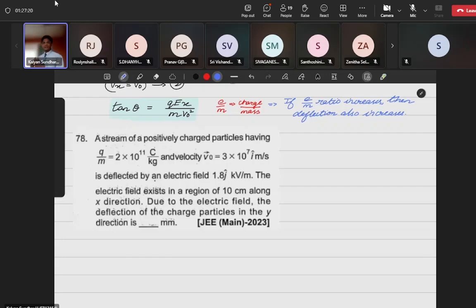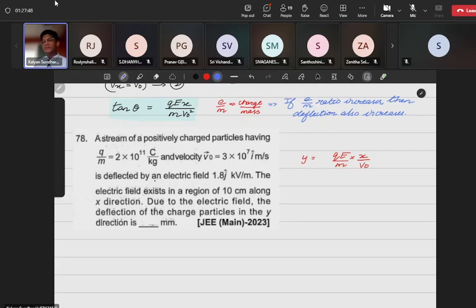The x length is given. Now they are asking, due to the electric field, the deflection of the particle in the y direction, in millimeter. Normally we find y. Tell me, what is the y formula? y equals half E q by m into x square by v naught square.